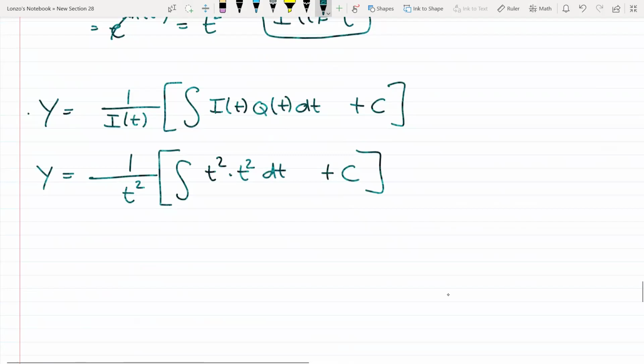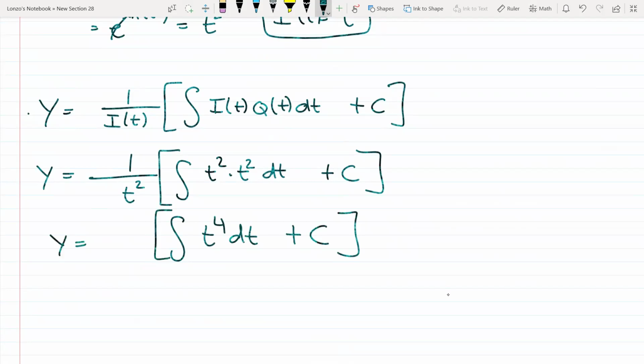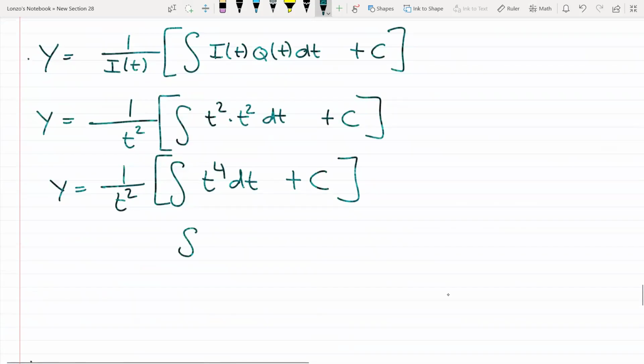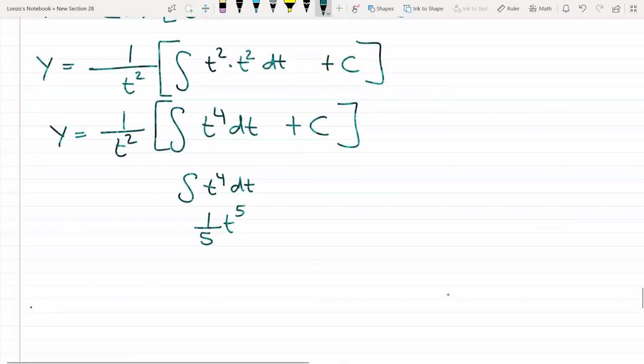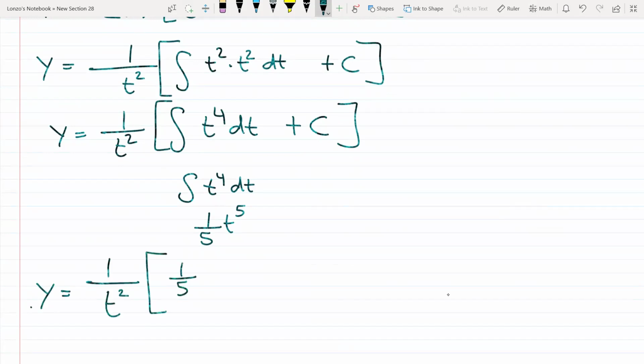Okay, good. This is not too bad. Integration of t squared times t squared is t to the 4th dt. And what is the integration of t to the 4th dt? That is just 1/5 t to the fifth, right? You can say y equals 1 over t squared, and then you replace this with 1/5 t to the fifth plus c.